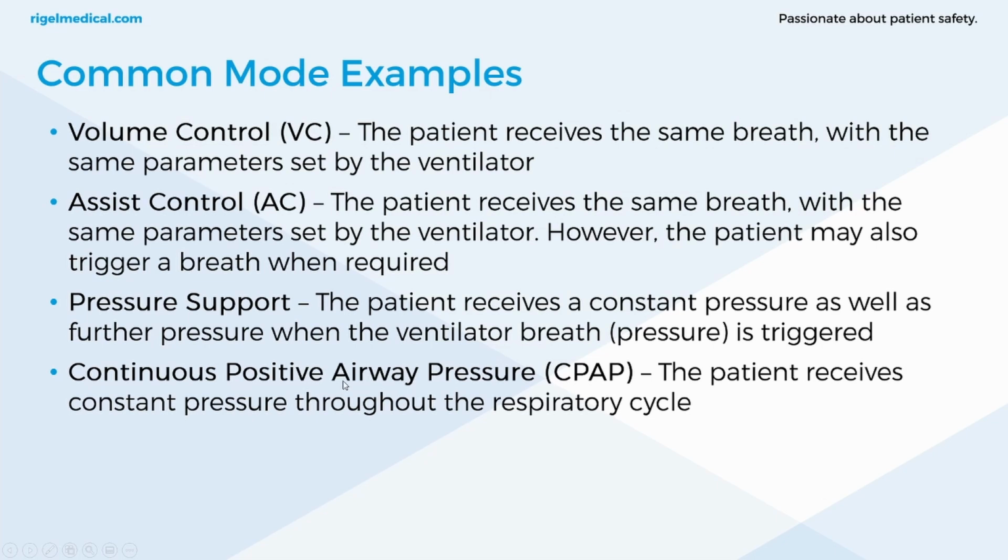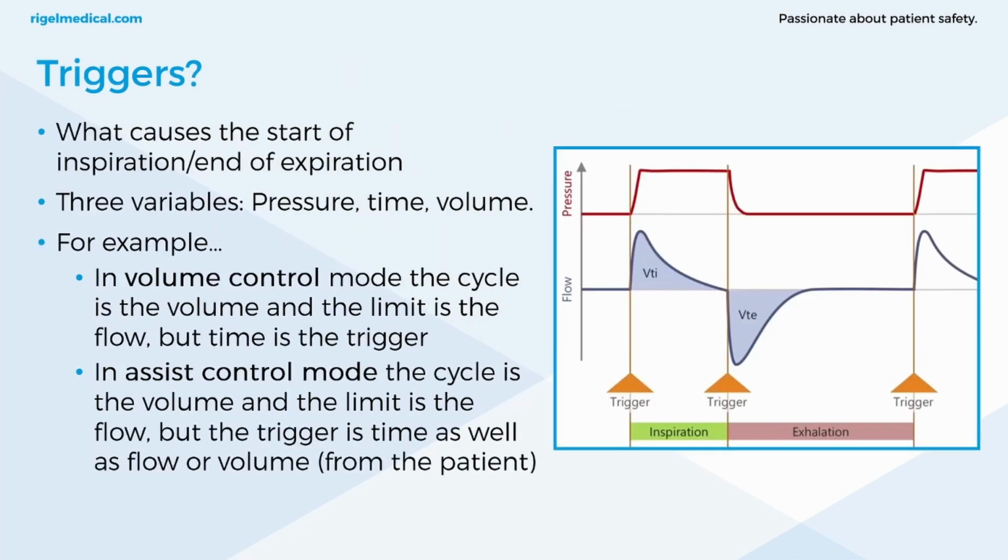And then we've got continuous positive airway pressure, CPAP. This is another example of assisted breath. The patient receives constant pressure throughout the respiratory cycle, but they're breathing on their own. Okay, so I spoke a lot about triggers, but not really explained how it works. Once you get an understanding of how triggers work in ventilators, it helps you understand how triggers work in ventilator analyzers. They're very different in some ways, but it gives you a good understanding of triggers in flow and pressure.